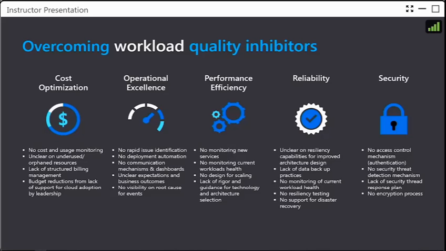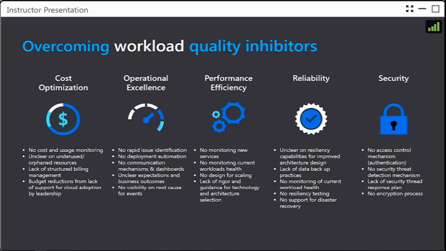Let's move to one of the other pillars of the framework, operational excellence. Maybe you don't have rapid issue identification set up, or no visibility on root cause for events, or no communication mechanism, but no deployment automation. Automating is a core tenet of setting up a well-architected framework. So automation is key, and it's something that you want to make sure you're utilizing as much as you possibly can for deployment automation.